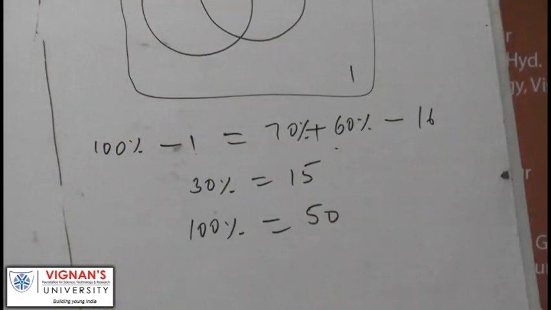Total number of students in the class is 50. Now he is asking how many students failed in English. How many students passed in English? 60%. So the rest, 40%, should have failed. So 20% of 50. Sorry, 40% of 50. 4 5s are 20.